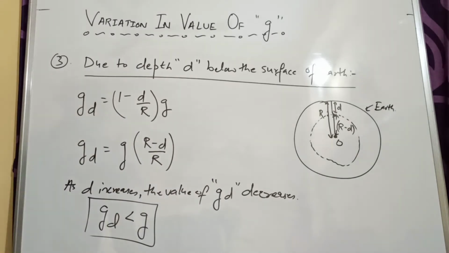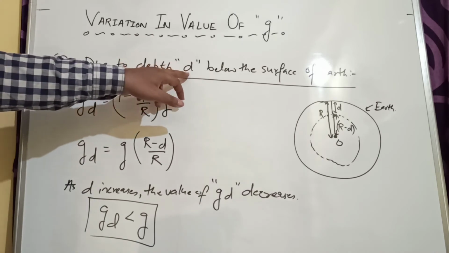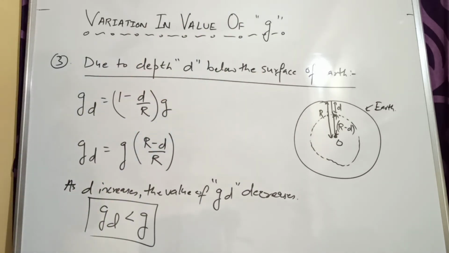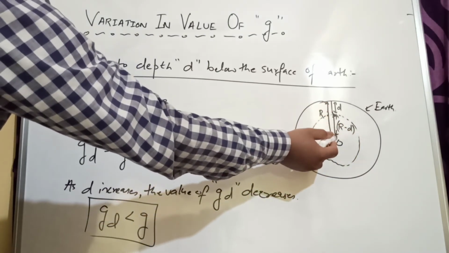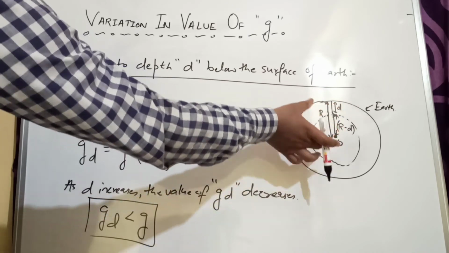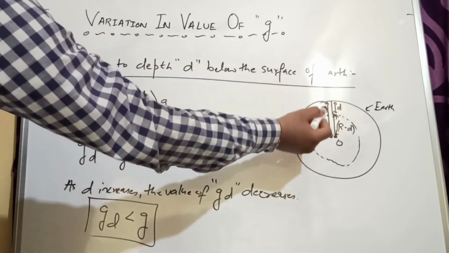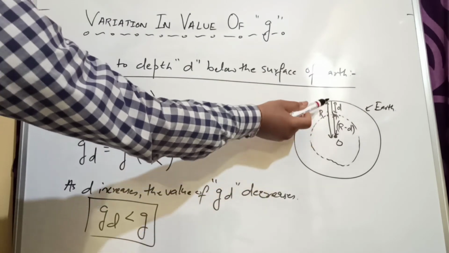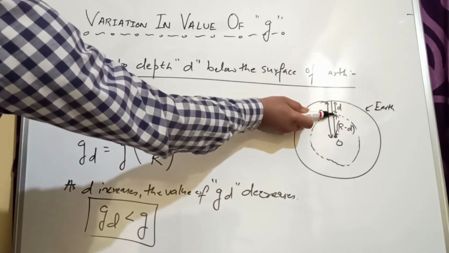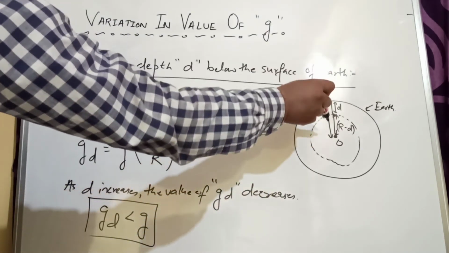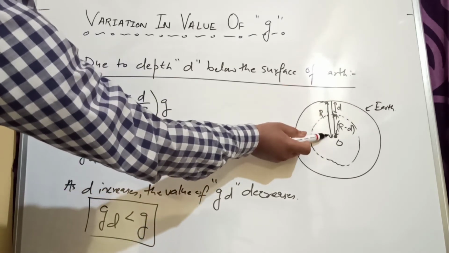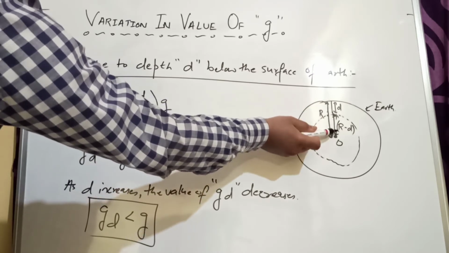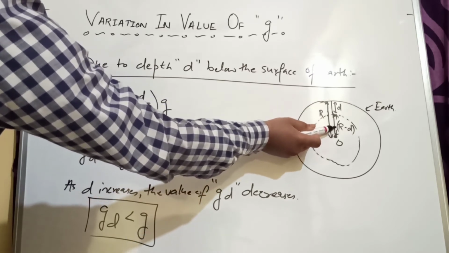Alright, now come to the last thing. The last effect is due to the depth d below the surface of Earth. Now see, this is again your Earth. This is the center O, and from here to the surface the radius is capital R. Now we are going to a depth d from the surface of Earth, from here to here. This is the point where we are going inside the Earth. So this distance is small d. Therefore the total distance is capital R and this distance is small d, so this will be R minus d.